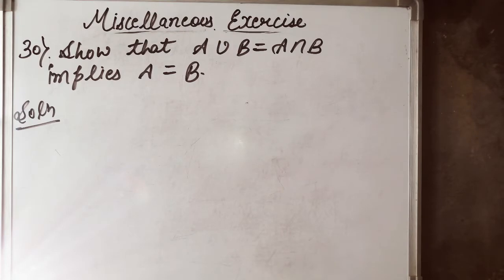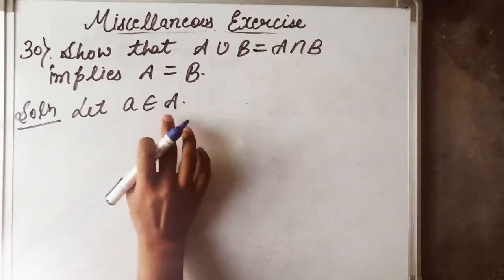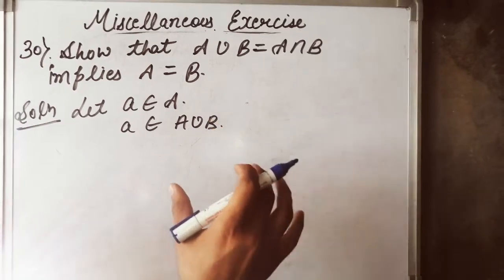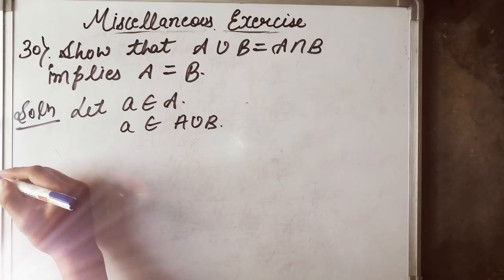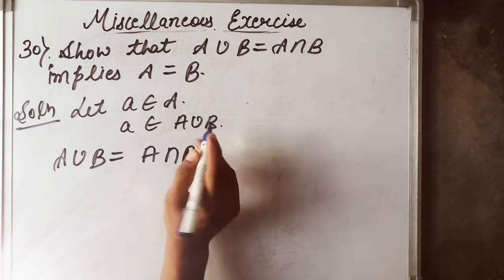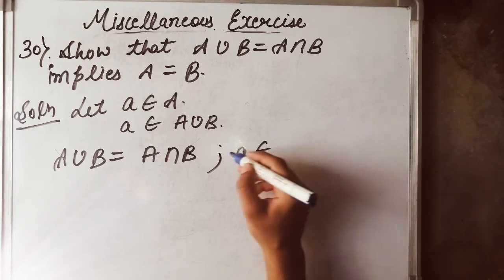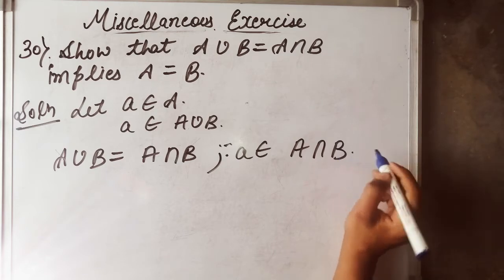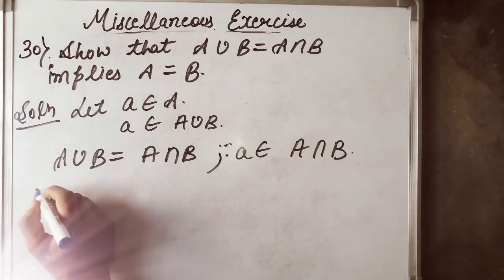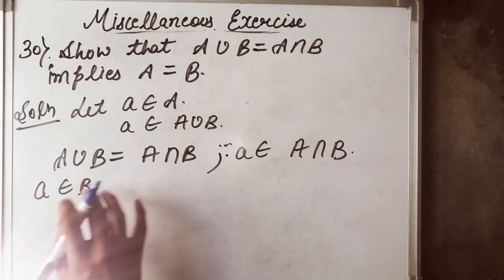Doesn't this question seem to be quite tricky? Yes. Let's assume a belongs to A set, where a is an element of A, and we can also say that a belongs to A union B, because A union B is the combination of A and B sets. Now since A union B equals A intersection B, as given in this statement, we can also say that a belongs to A intersection B. So a belongs to A intersection B, therefore we can also say that a belongs to B.